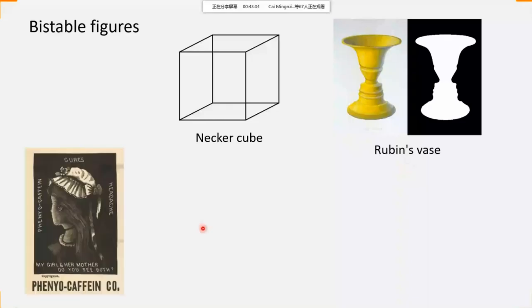That's another famous one. The young girl looking in this direction. So this is ear, nose, eye, hair. So the girl looks in this direction. And then there is an old lady. Then the ear of the young girl is now the eye of the old lady. This is the old lady's mouth. And the old lady is looking to the left. And this is the old lady's nose. So you can switch between these two. My wife and my mother-in-law, do you see both?